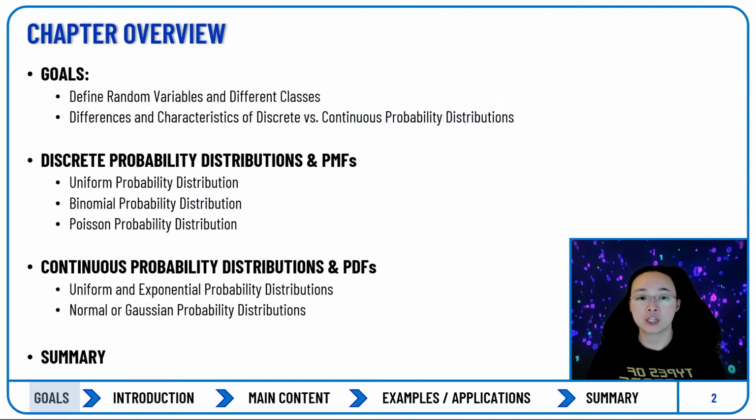So the goals for this chapter are to define random variables and different classes of those random variables, and then define the different characteristics of discrete versus continuous probability distributions. Once we know that, we can then take a look at different types of discrete and continuous distributions and some probability functions for each. Now, for this chapter, we will be going through Python code.